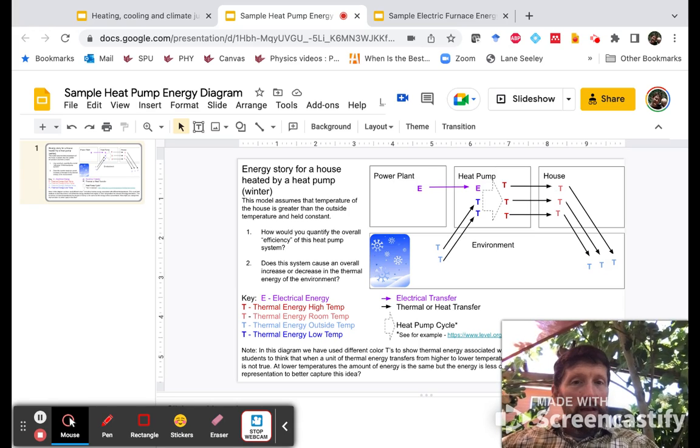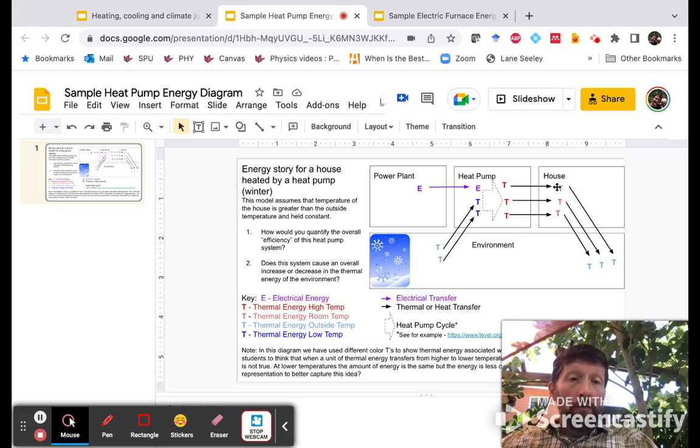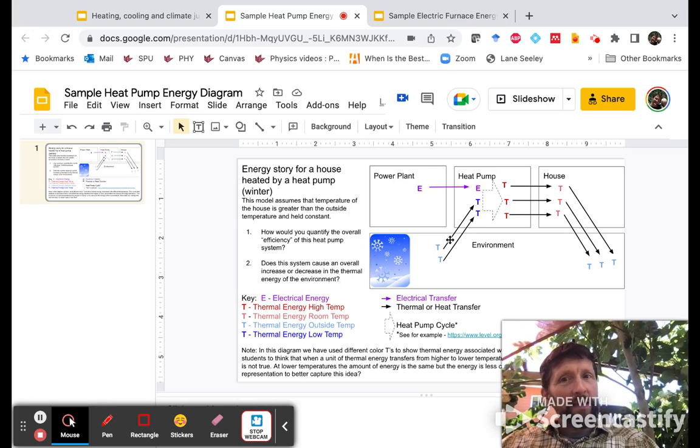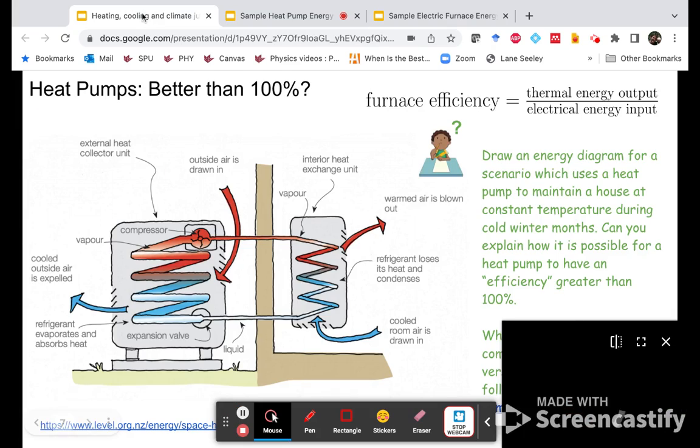And so when that heat pump operates, we end up getting a lot more thermal energy out than we have to put electrical energy in. And that's kind of the magic of how a heat pump can be such a super efficient heating device. Right?